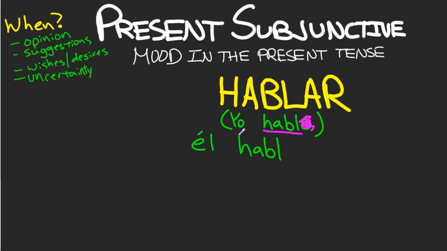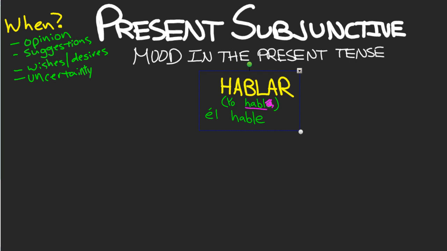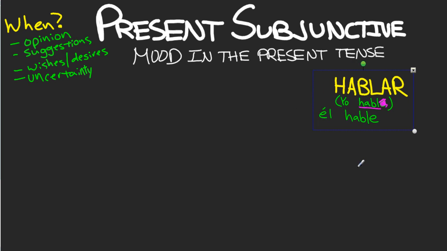Let's say we're conjugating for the él form. And then we add our ending like we're used to. Now for the subjunctive, for él, the present subjunctive, the ending is a, so él hable. As in, I like that he speaks Spanish. Me gusta que hable español. Let me bring back my example here so I can show you then the whole context of what a sentence with the subjunctive looks like.